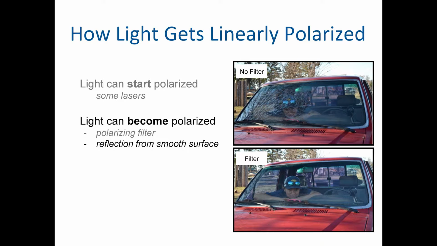But in the filter picture, the one right below it, that tree is almost gone, and we can see inside the car. We see the person, the steering wheel, the headrest. All that light is coming through the windshield, and so we see that, whereas the tree light was reflecting off the windshield, and that caused it to become polarized and therefore blocked.